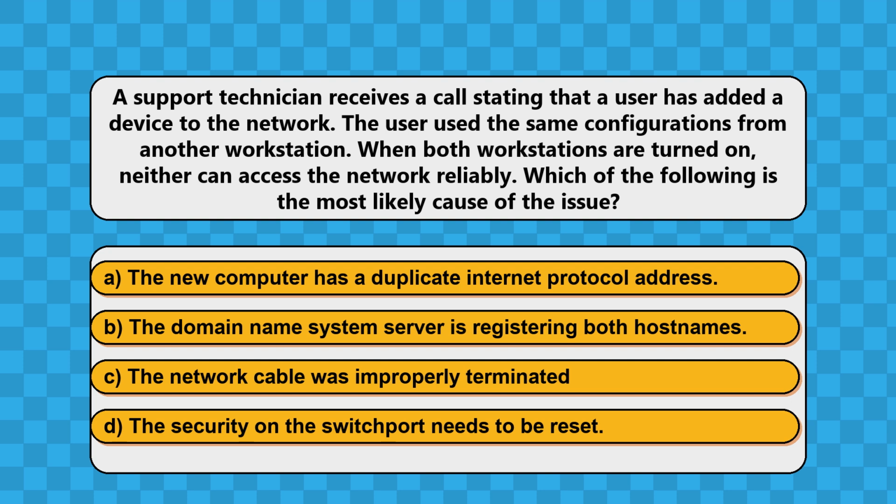Option A. The new computer has a duplicate Internet Protocol address. Option B. The domain name system server is registering both host names. Option C. The network cable was improperly terminated. Option D. The security on the switch port needs to be reset.